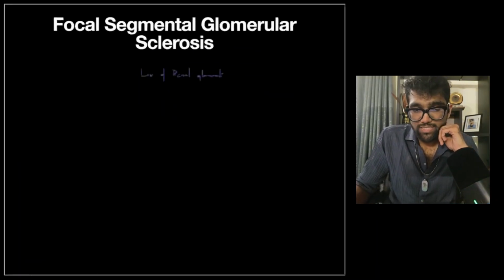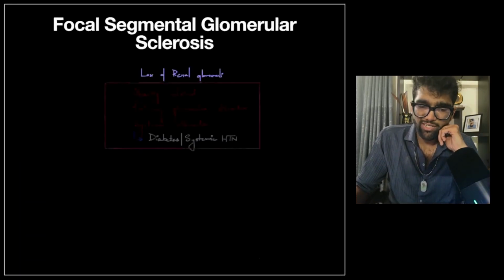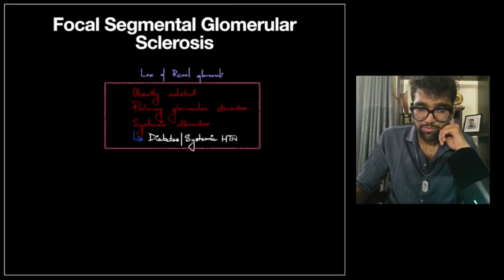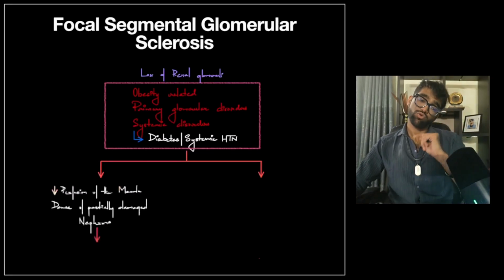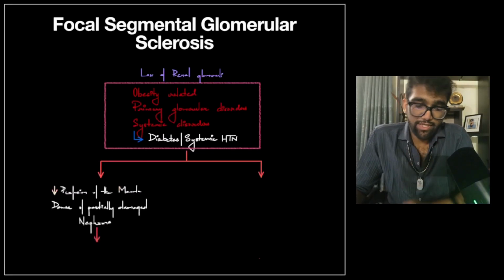So let's discuss the mechanisms of focal segmental glomerulosclerosis. We have loss of renal glomeruli due to any reason, maybe related to obesity, maybe due to a primary glomerular disorder, maybe due to a systemic disorder like diabetes or systemic hypertension. Because of that, over a period of time, there are some nephrons that are damaged, and in those nephrons, the glomerular filtration rate is decreased.